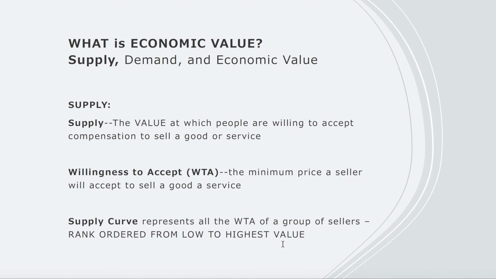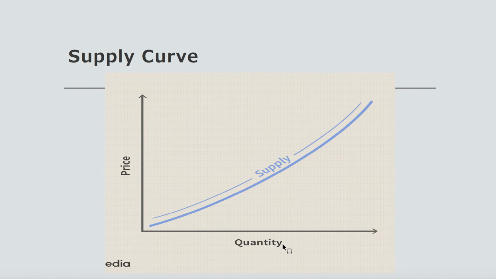Okay, so when we talk about what's economic value, we got to talk about supply and demand. So first, let's look at supply. The supply curve represents the value at which people are willing to accept compensation to sell a good or service. And we call it the willingness to accept, or the minimum price a seller will accept. Right? And so the supply curve then represents all the willingness to accept of all the sellers, rank ordered from low to highest value.